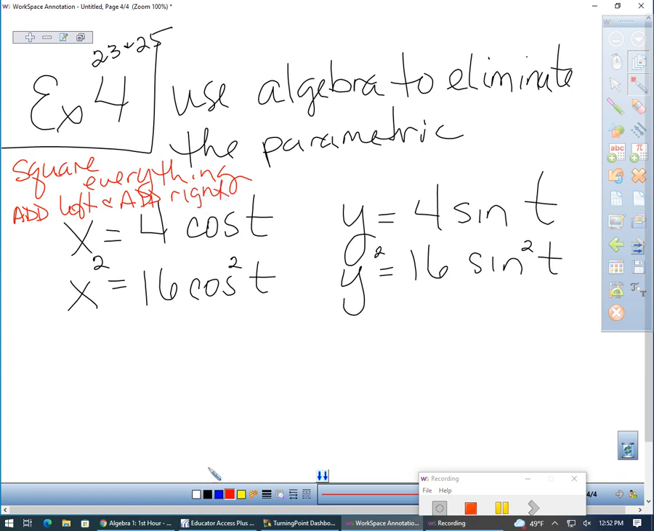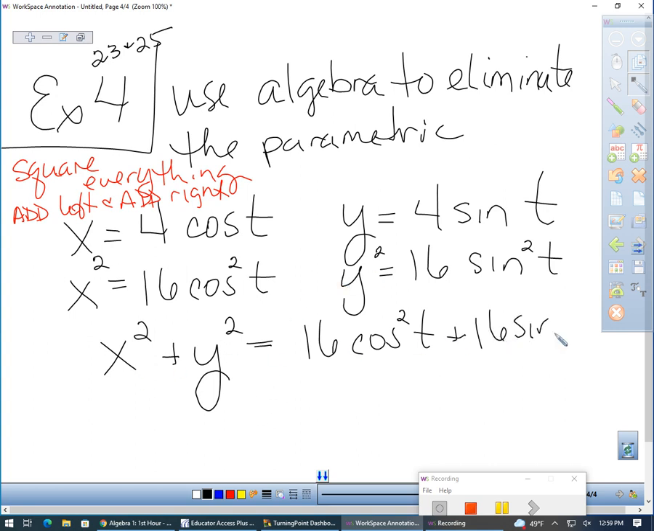All right, so on the left, I have x squared plus y squared equals, the x squared is 16 cosine squared t, and the y squared is 16 sine squared t.